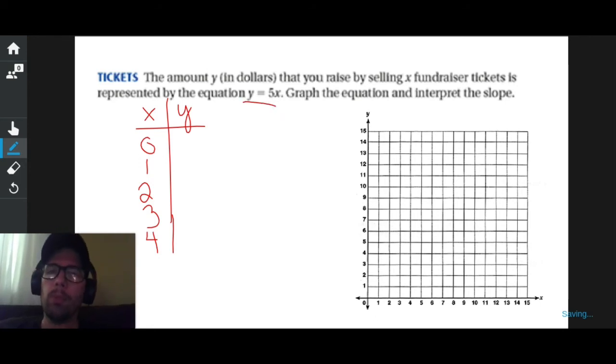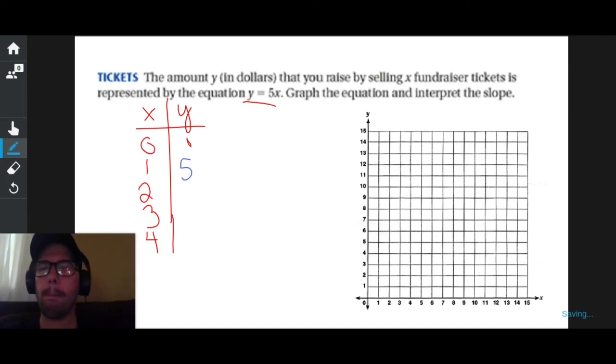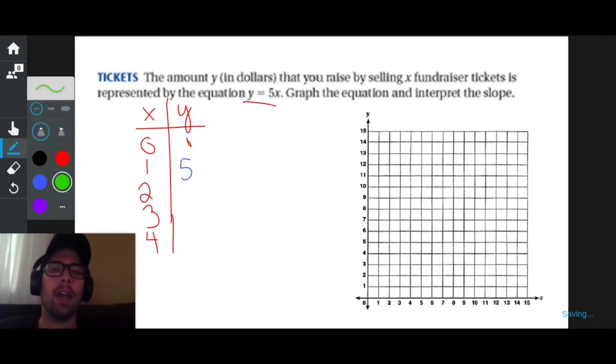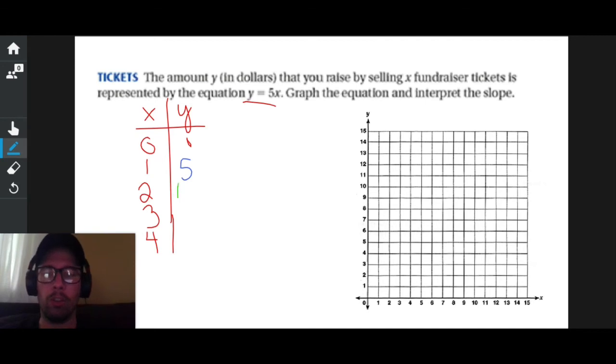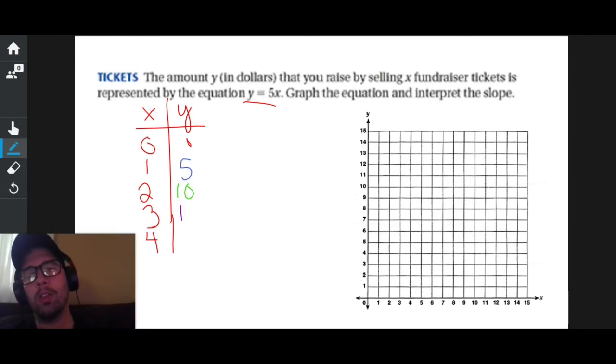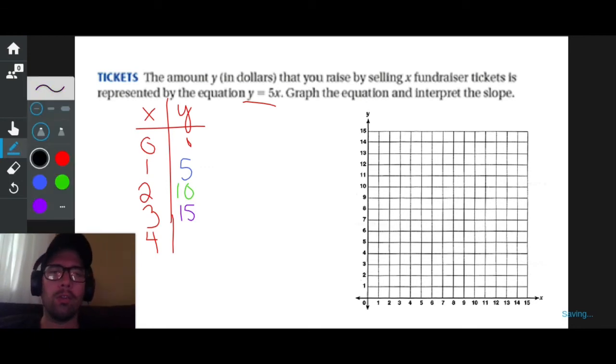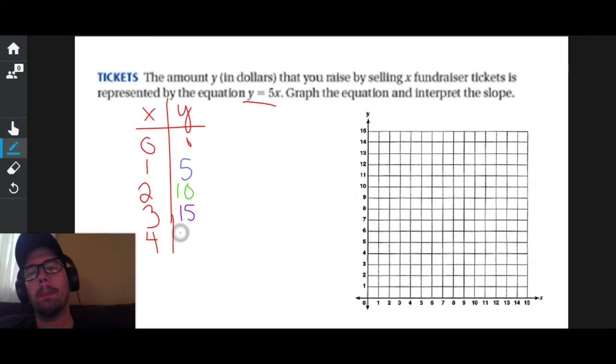There's my equation. If I replace X with 0, I get 5 times 0, which is 0. If X is 1, that means 5 times 1, which is 5. If X is 2, that means 5 times 2, which is 10. If X is 3, that means 5 times 3, which is 15. And if X is 4, that means 5 times 4, which is 20.